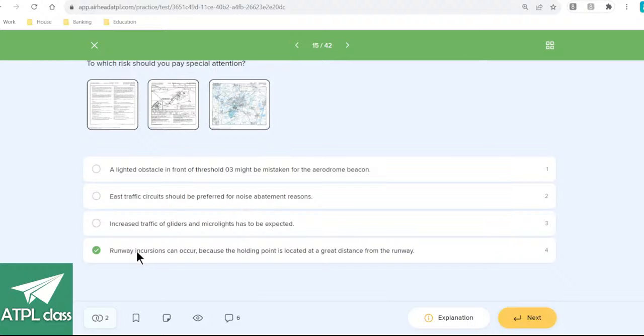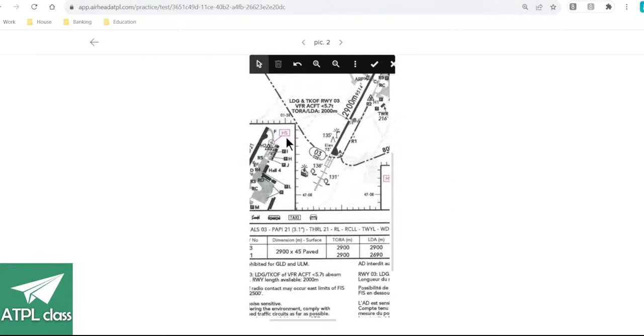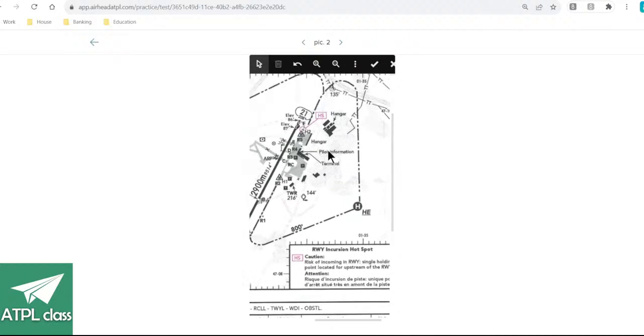For these sort of questions, look for specific things that are written on the chart. Don't just do what I did and try and analyze. Look at the chart and it says bottom right HS, runway incursion hotspot. HS stands for hotspot.